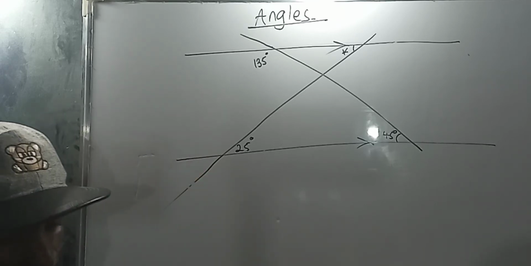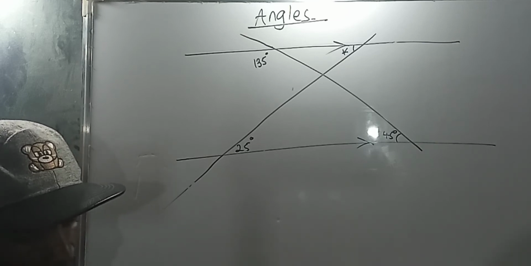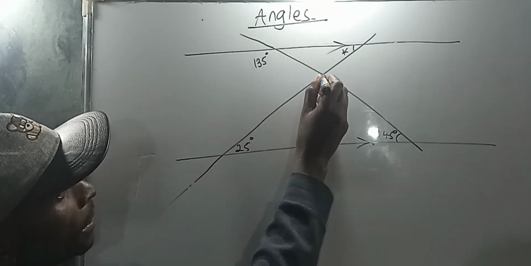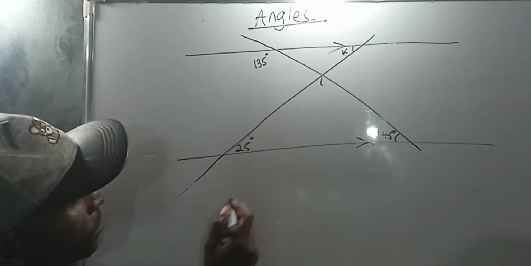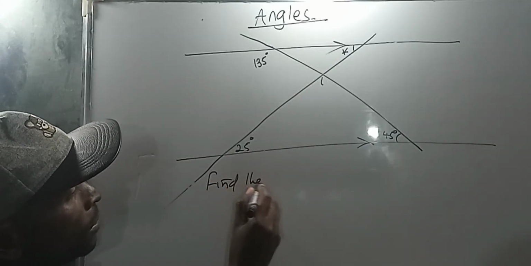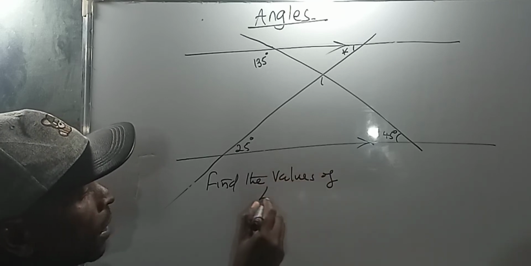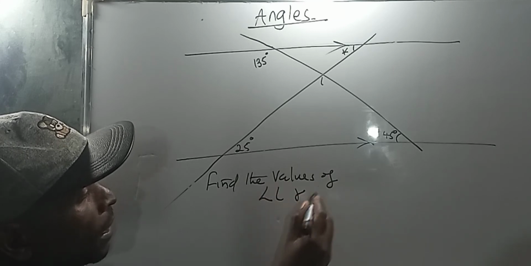So what are they saying? Find the value of angles I and where is I? I is here. I am L. L and K, KL. So find the values of angle L and angle K.